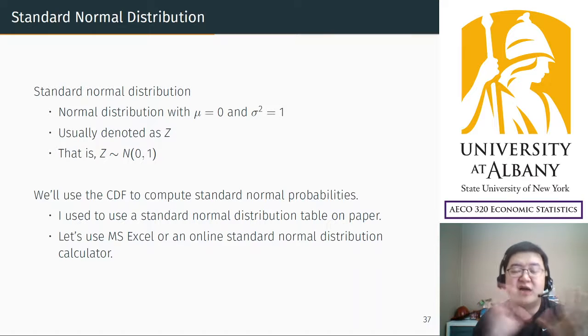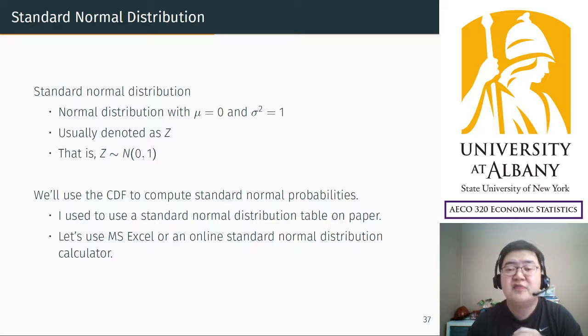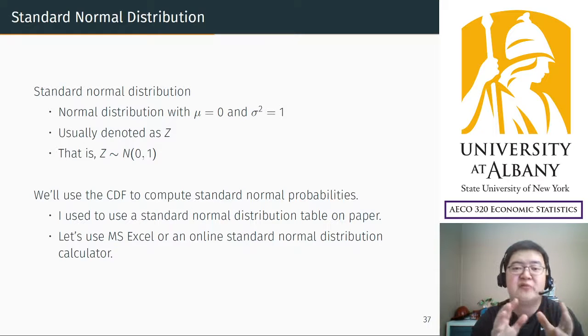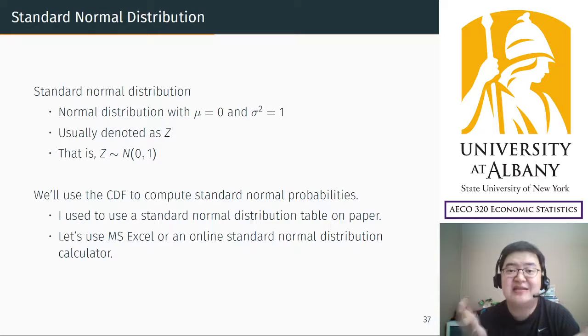So these are some new features of continuous random variables. And the most popular continuous random variable is the normal distribution. It's not only the most popular continuous random variable, but also the most popular distribution in statistics, not only in statistics, but also in any science. So we are learning a really, really important chapter.